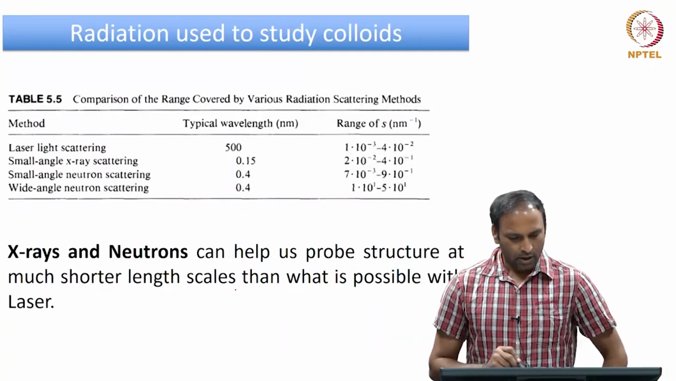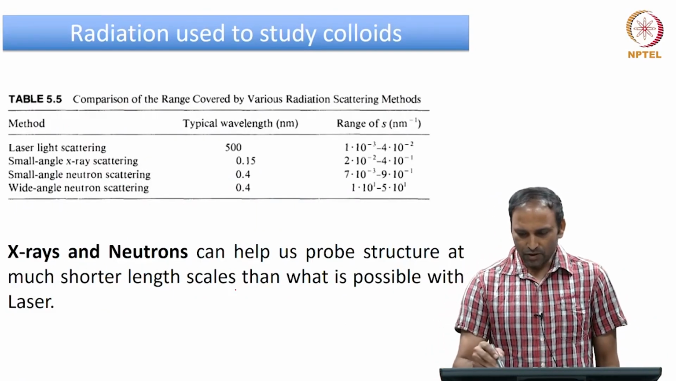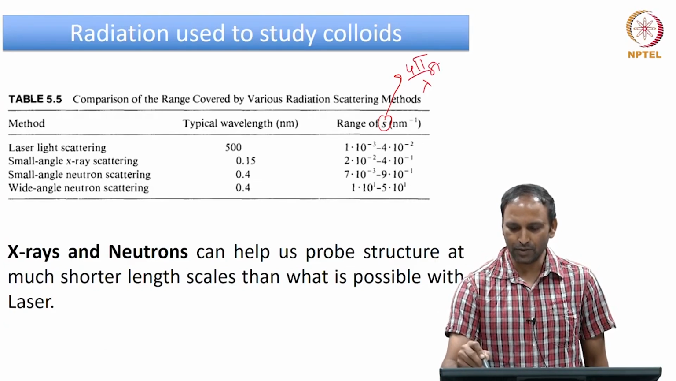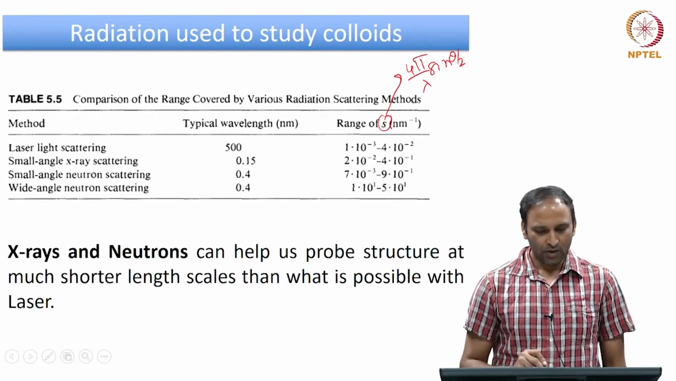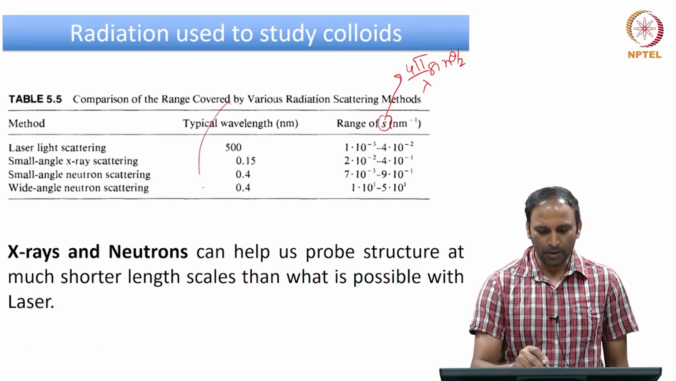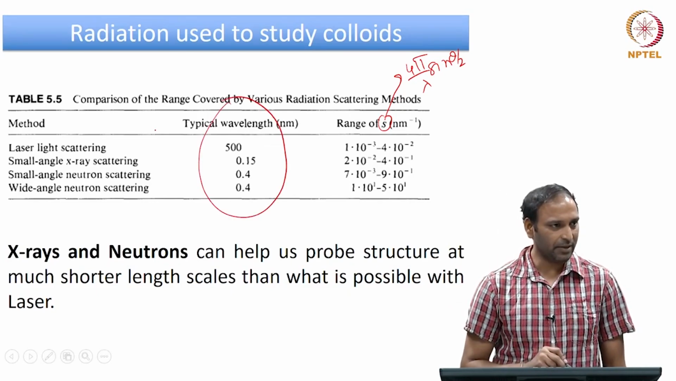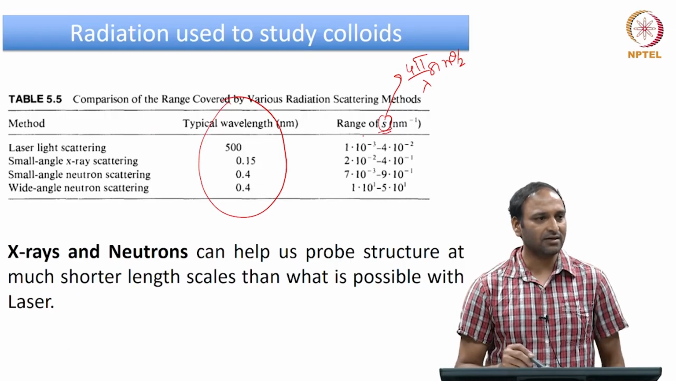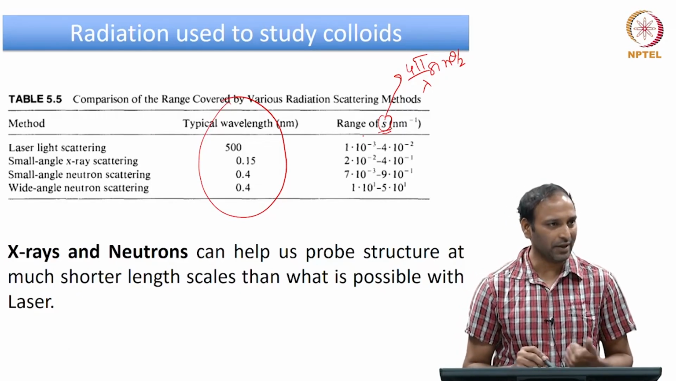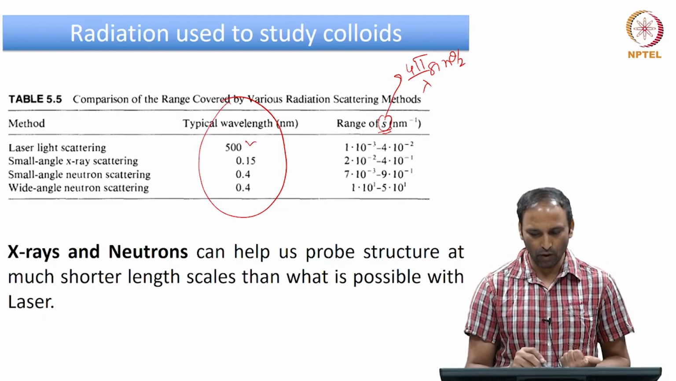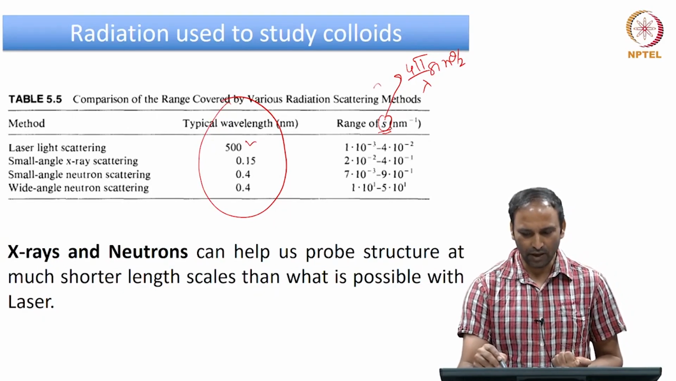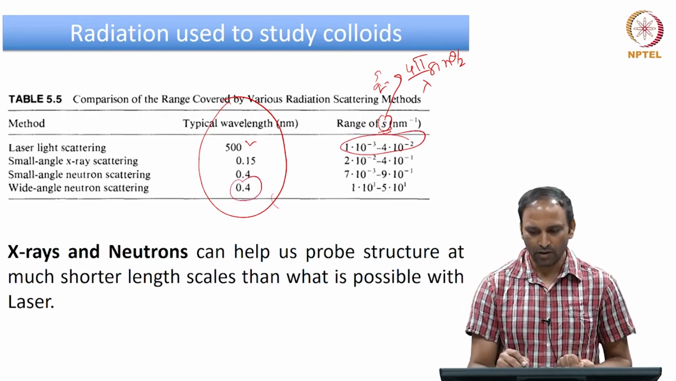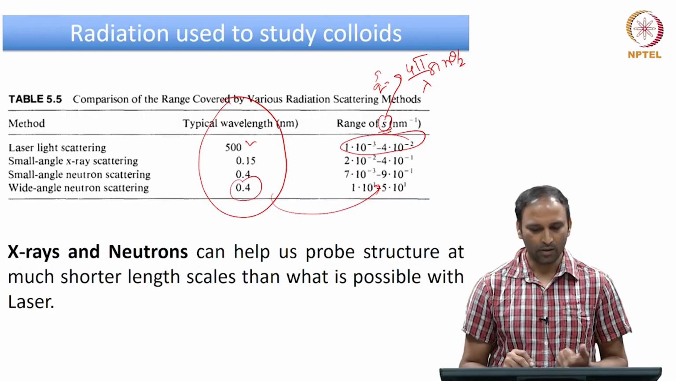So, this S I already defined, right, it goes as 4 pi by lambda into sine theta by 2. Now, depending upon the wavelength of the light source, the range of S that I have access to will vary. If lambda is more, your Q, or S, is going to be smaller. If lambda is small, your Q is going to be larger.